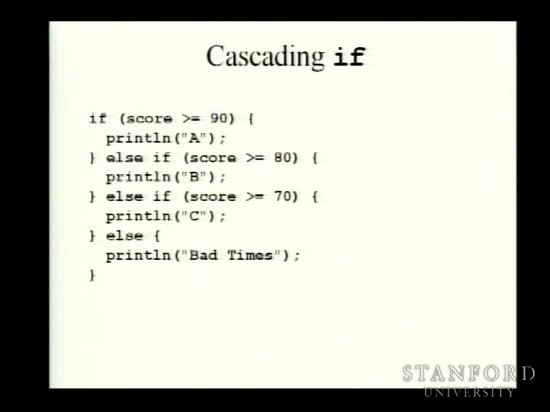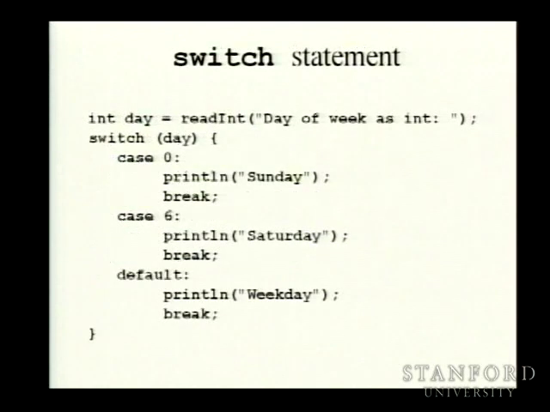Okay, so it's useful for things like grades, where you're like, is it greater than 90? No. Is it greater than 80? No. Is it greater than 70? No. As soon as I find one, I'm done. And otherwise, I have some catch-all at the end that says, things are bad. All right? So that's the cascading if.